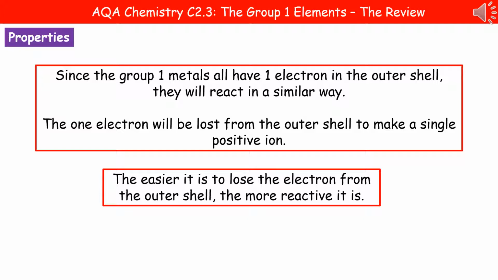What we find is that the reason that the reactivity increases the further down the group you go is because the easier it is to lose the electron from its outer shell, the more reactive it is. And as you go down group 1, then we're getting more shells before you get to the outer shell. And the further from the nucleus that outer shell electron is, the weaker the force of attraction that's holding it in place. So it gets lost easier.